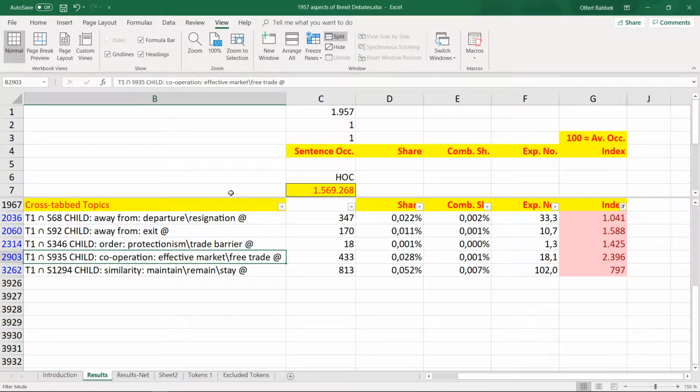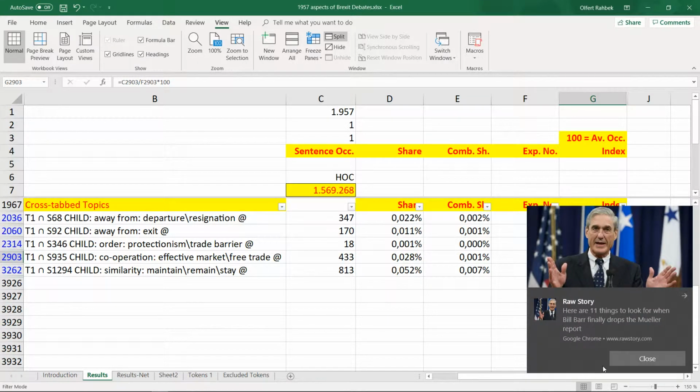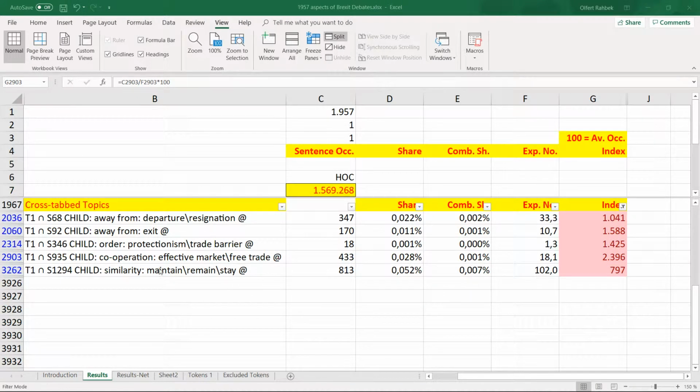Then we have effective market, free trade. That combined topic only should have been there 18 times in 18 sentences. We had 433, so that's 20 times more frequent than what we would have expected in the material. And the final one, which is about staying. So of course we have the remainers also discussing these things. They are present 813 times. We would only have expected 102 times. That's a factor 8, so 8 times more in this area than we would have expected.